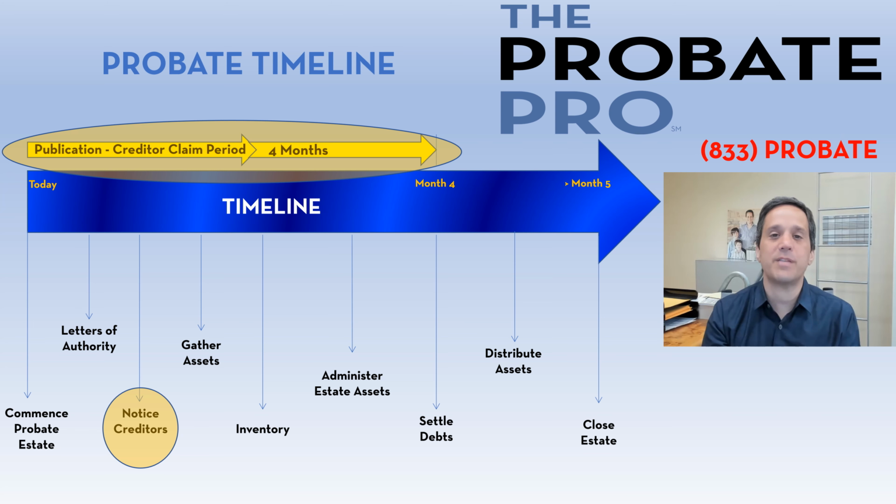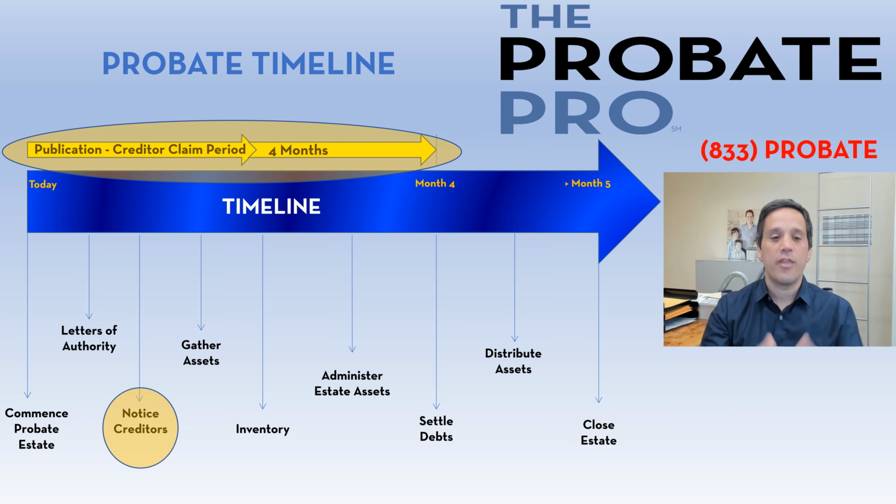Now, there are times that notice is actually done in advance of the personal representative being appointed. One obvious example is if you're the successor personal representative. But also publication can occur with a trust administration. So if it has already occurred, you're excused from publishing.